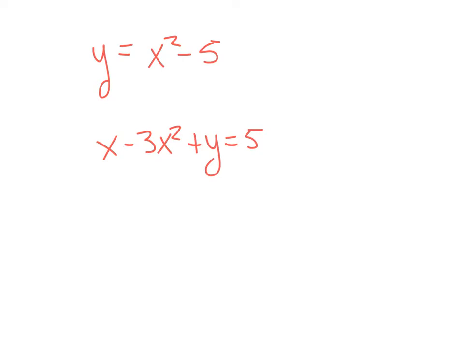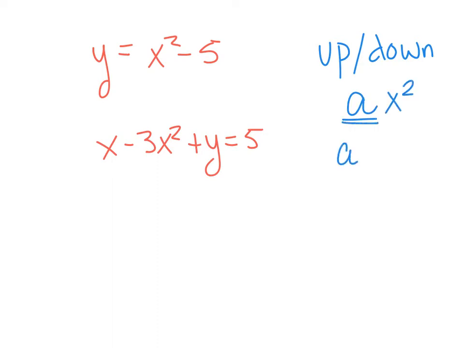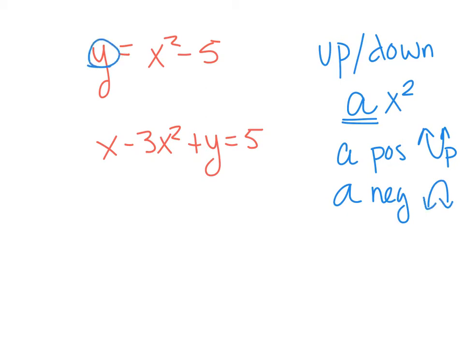Okay, the next thing you're going to have to know for the Chapter 8 test is if a parabola opens up or down. So we're wondering if it's going to open up or down. Remember, you're going to look at the a, which is in front of the x squared. If the a is positive, it's going to open up. If the a is negative, it's going to open down. But the y has to be isolated. So here the y is isolated, and a is positive. So this one is going to open up.